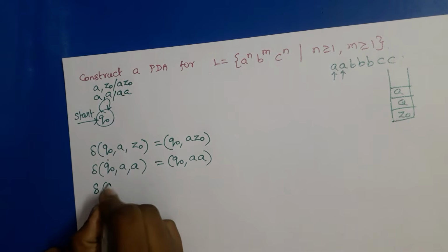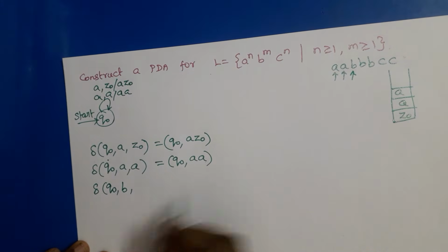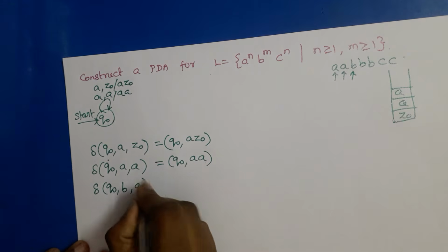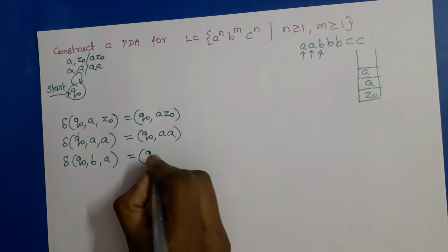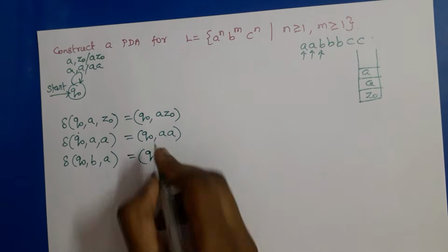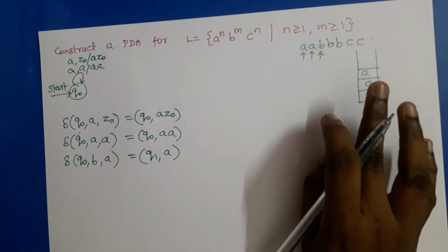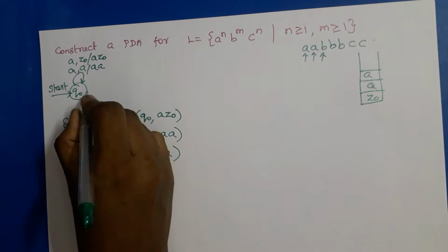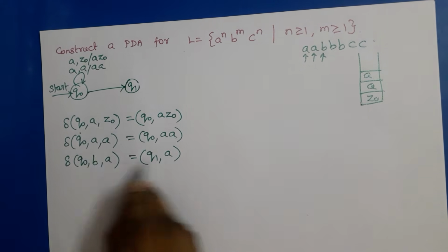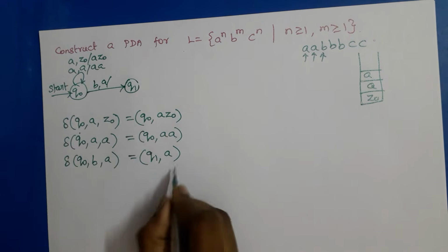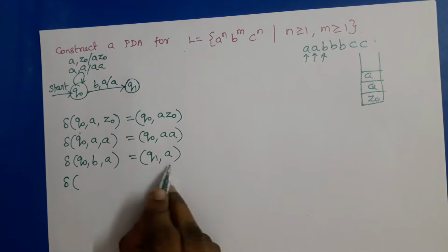Now Q0 is the current state, and the next input is B. The top of the stack is A. So we have to go to the next state Q1 with a no change operation. No change means writing the same A here, so we don't do any operation on the stack. Q0 to Q1, the edge is labeled by B comma A slash A. Then this is for one B.